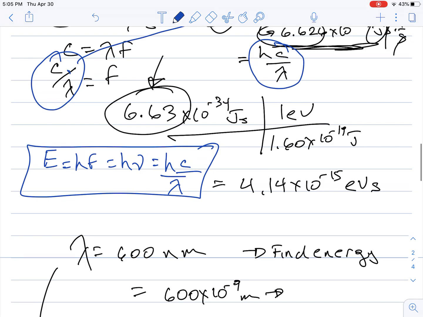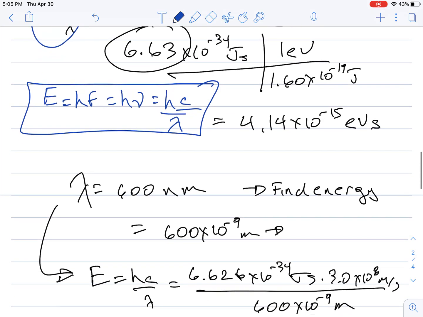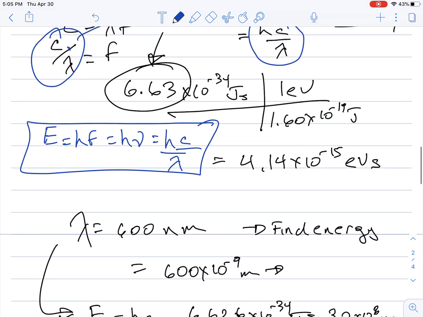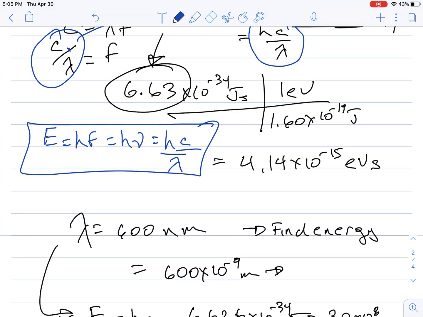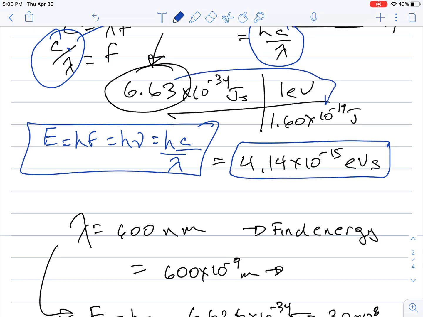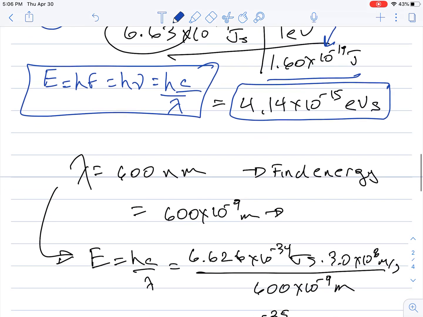This is handy, and you'll see where this plays out later on: sometimes you'll see Planck's constant, instead of written in joule seconds, written as 4.14 times 10 to the negative 15th electron volt seconds. All I did was take Planck's constant, divide it by the equivalent number of joules in an electron volt, and I got this value.